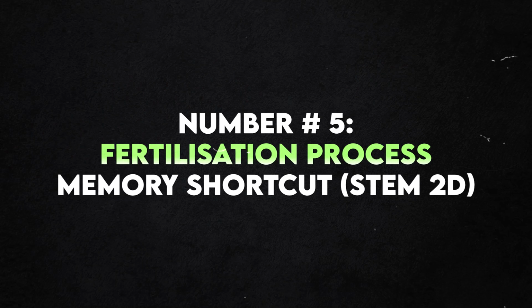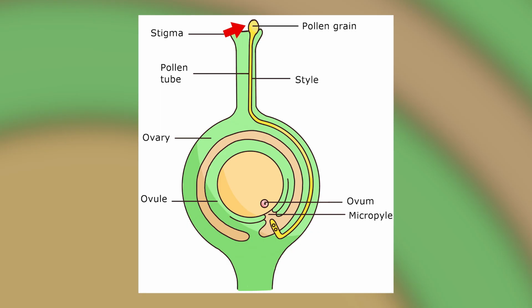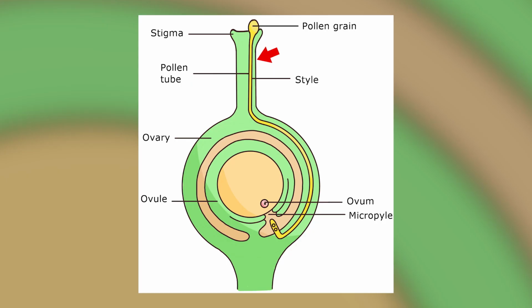And lastly, here's a memory shortcut about the fertilization process in a flower, STEM 2D. When a pollen grain lands on a stigma, the stigma responds by producing a sugary fluid, and that's S. So this sugary fluid will cause the pollen grain to germinate, and a pollen tube will grow out, and that's T. The tip of the pollen tube secretes enzymes to digest the path through the stigma, style, and ovary wall to get to the ovule. So E stands for enzymes.